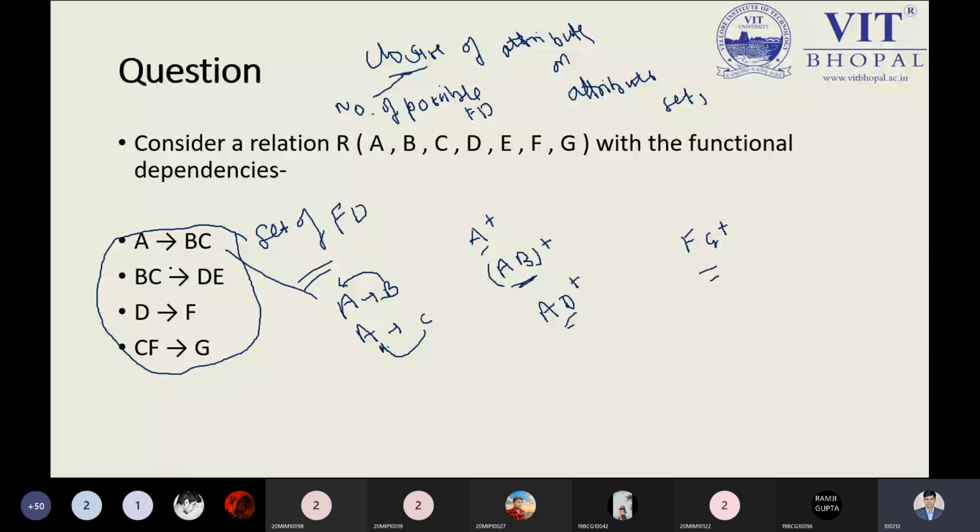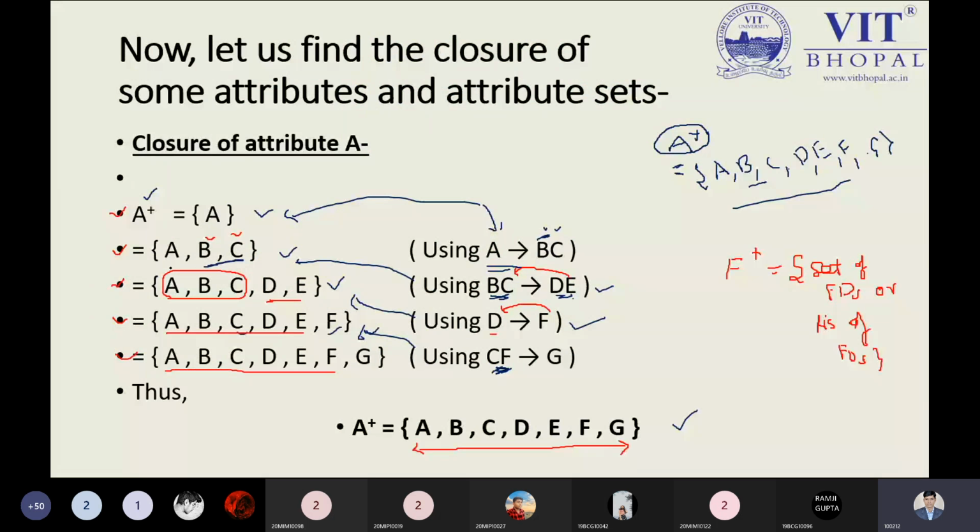In this question, I'm speaking once again, we are not trying to solve the closure of the functional dependencies. In this case, we need to solve the closure of the attribute. Okay, so let me explain the first point. Now, let us find the closure of some attributes and attribute sets. That's the point we have to keep in mind.